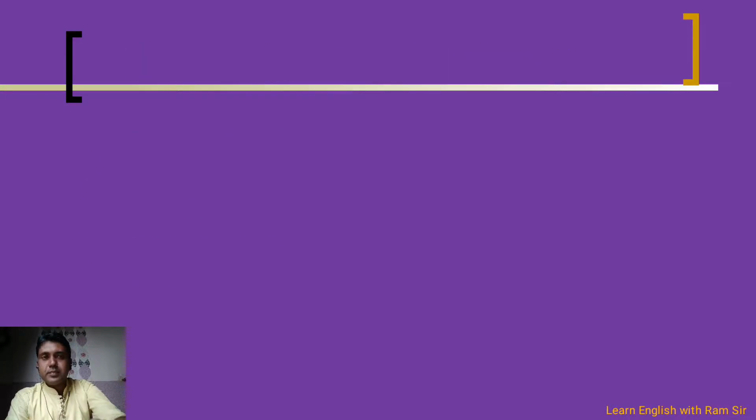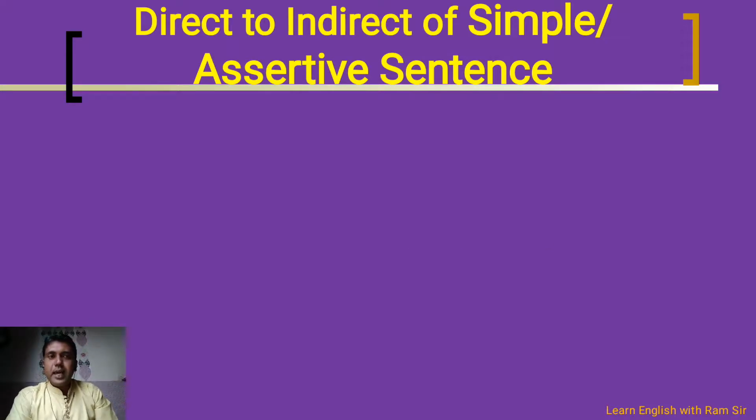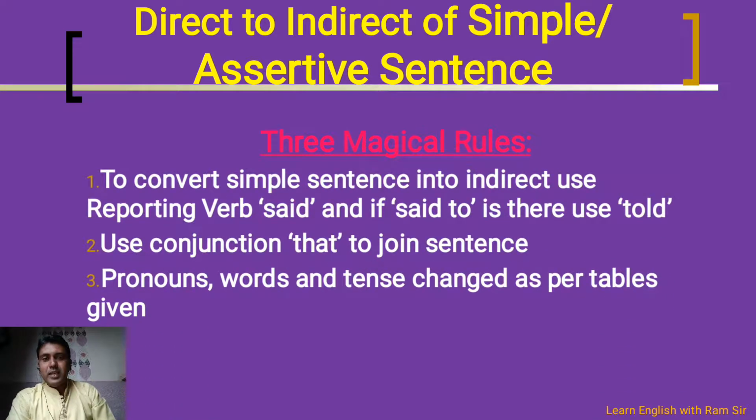So let's see. Direct to indirect of a simple or assertive sentence is very simple if you know these three things. These are the three magical rules you should know before solving this kind of examples, which are in the category of assertive sentence or simple sentence. So the first rule is what? To convert a simple sentence into indirect, you need to use the reporting verb said.